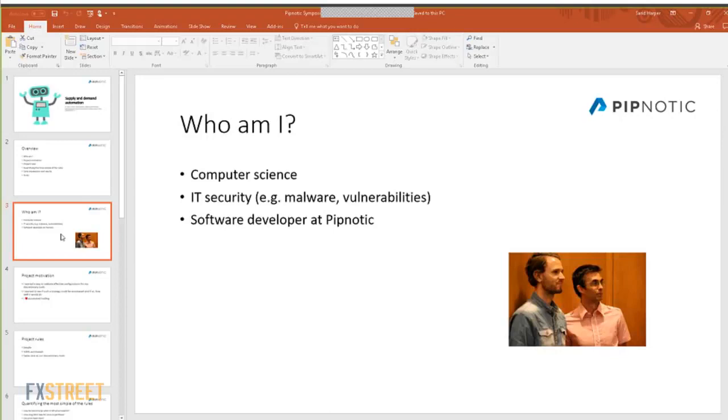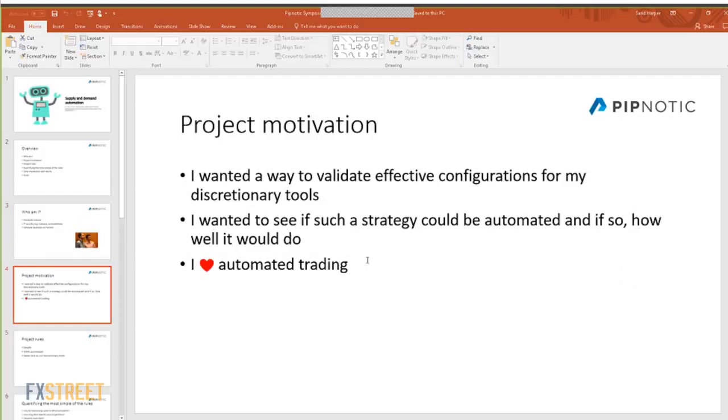Then I got into malware, which was really exciting. So analyzing computer viruses. And this was a very exciting task. And so ultimately I spent most of my time sitting in banks, which is how I was introduced to trading. And now I'm at Pipnotic, which opened in about 2010, and I do all the software development there. So it's just me. So the Christmas parties are a bit boring, but you get to work at home, which is great.